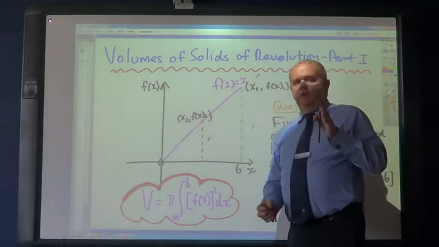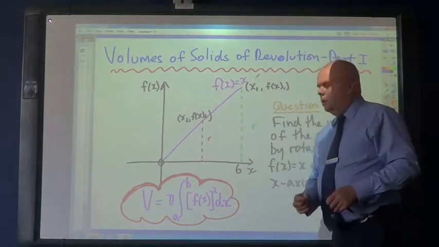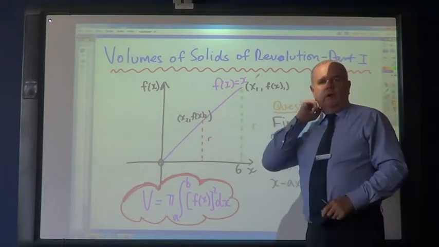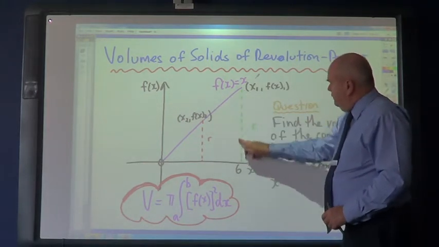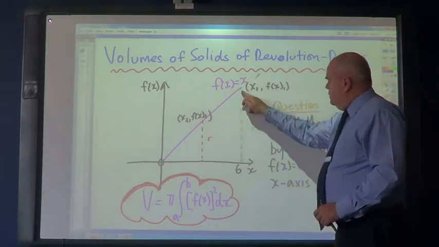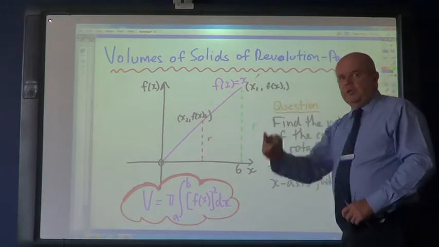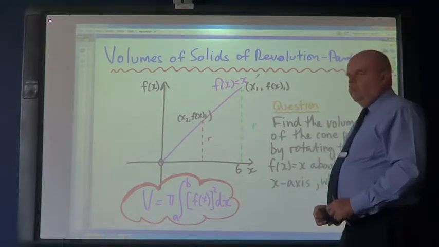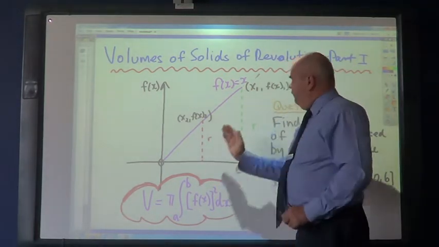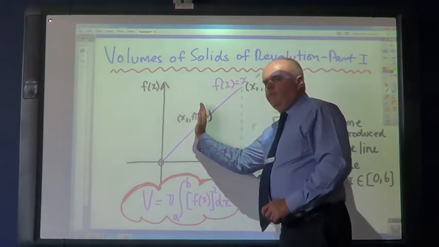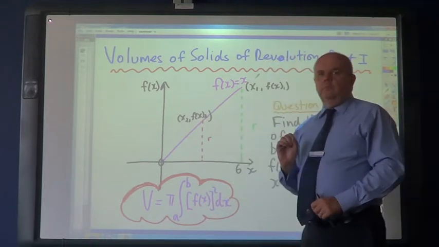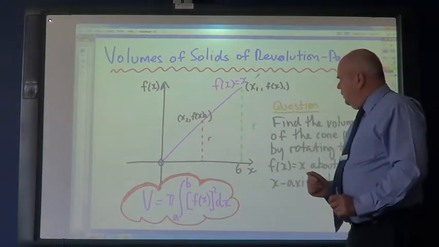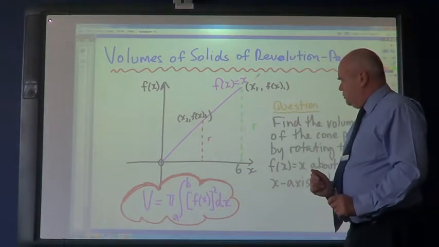Boys, that should indicate to you that the area of that circular disc is simply pi r squared, as long as I know the value for r, which is the height of the function, f(x). I can find the area of that disc that's traced out. Now, integration is all about summing. So if I could find the sum of the areas of those discs, then I'd have the volume, wouldn't I? That's how it works in integral calculus.